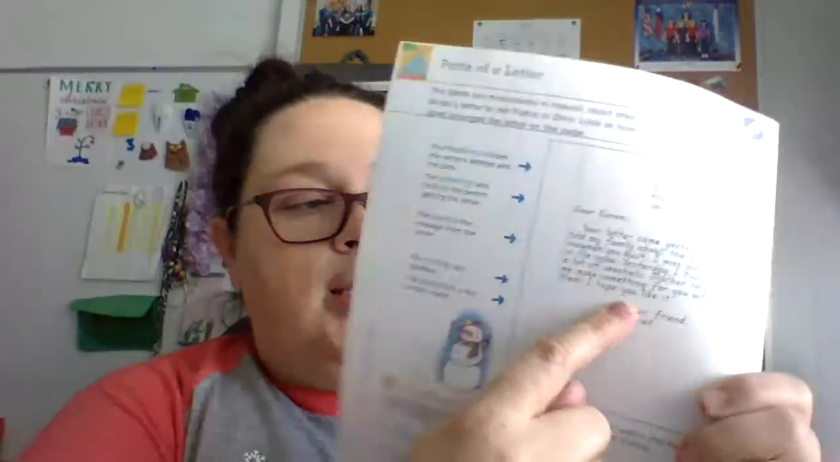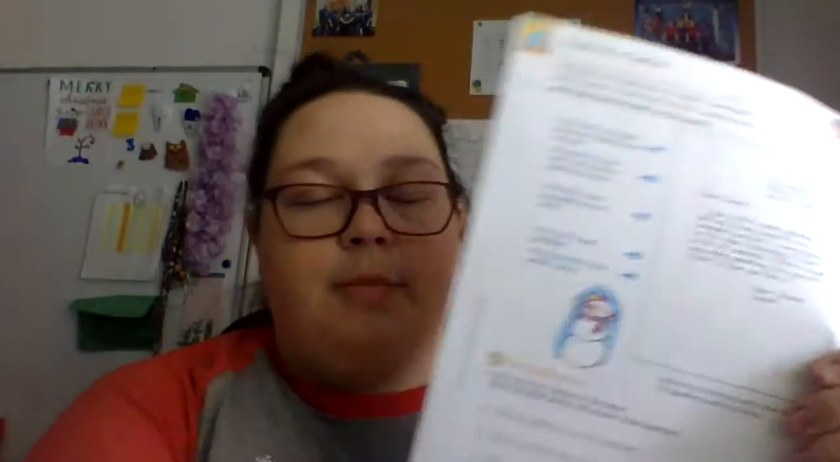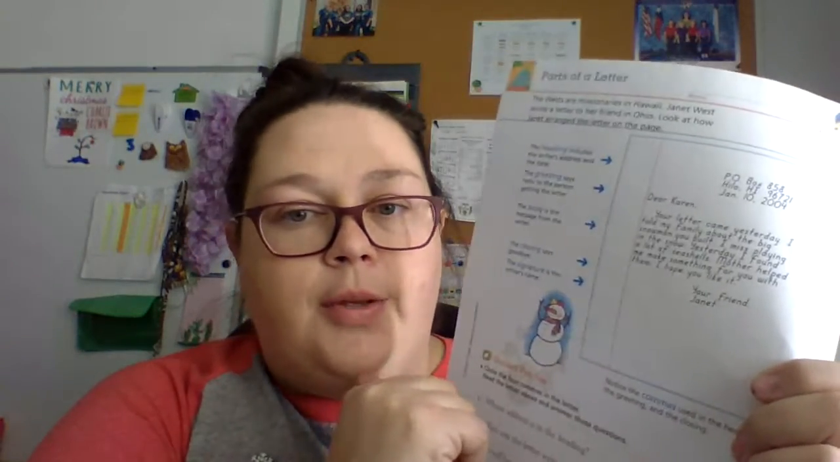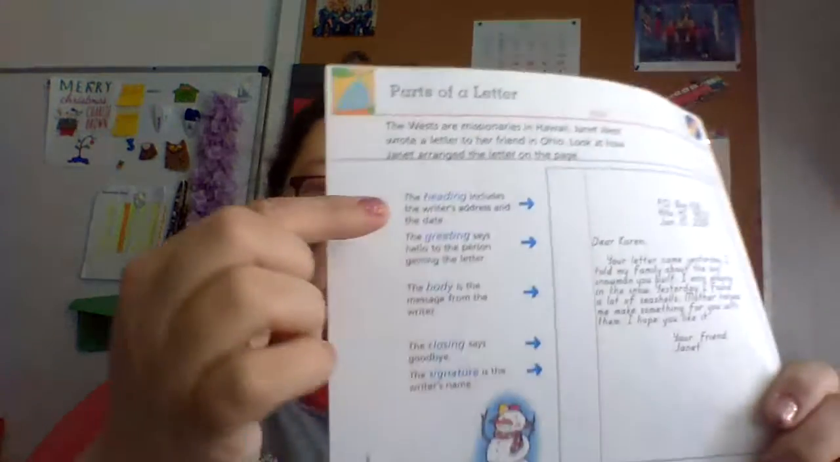Then in this letter, her closing is "Your friend." My closing was "Your employee." So it depends on how you are meeting those people. If I was to write a letter to you, I'd say "Your teacher." So you're going to have a closing, and then you're going to write your name underneath that closing. Okay, so the signature is your name, the closing. So those are the parts of the letter.